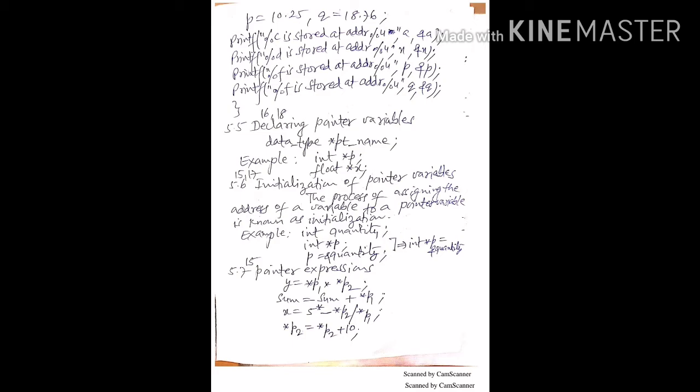One pointer expression has been given: y = *p1 * *p2, sum = sum + *p1, x = 5, and other things have been given. Then write a program to illustrate the use of pointers in arithmetic operations. In the program we are just using include stdio, include conio.h, math and other things, which have been given in this paper.